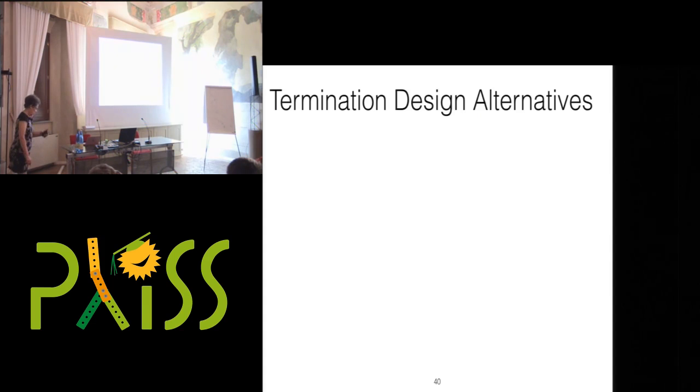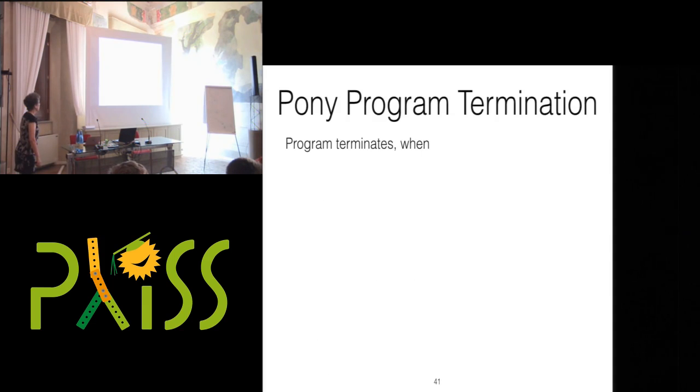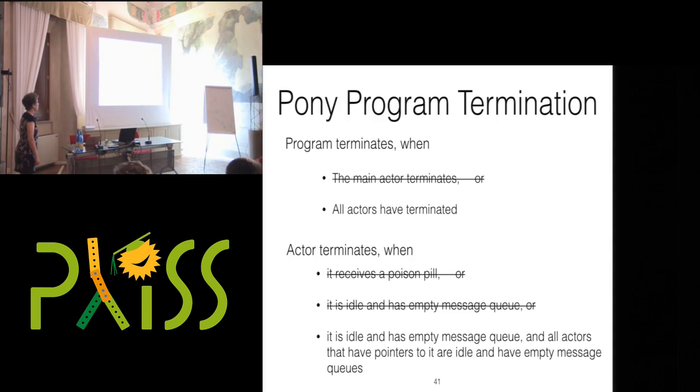Termination. Okay, so a Pony program terminates when all the actors have terminated, and an actor terminates when it is idle. It has an empty message queue, and all actors that have pointers to it are idle and have empty message queues.